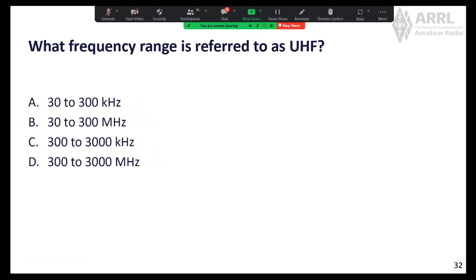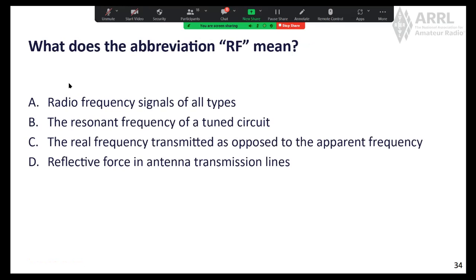What frequency range is referred to as UHF? That would be 300 to 3,000 megahertz, and we have several ham bands in those ranges. And that would be C. What frequency range is referred to as HF? That again is C, 3 to 30 megahertz. What does the abbreviation RF mean? A, radio frequency signals of all types.